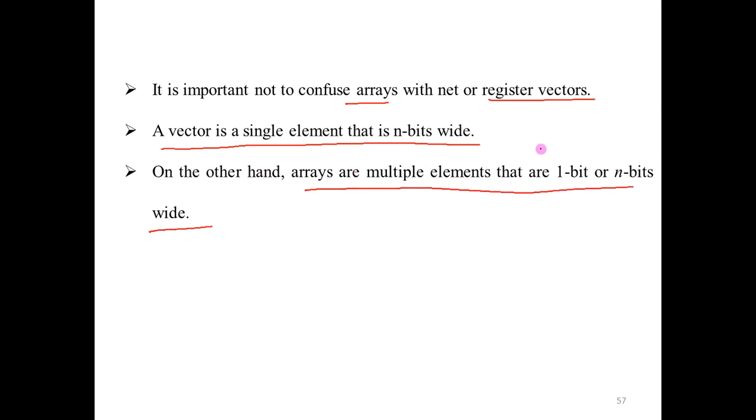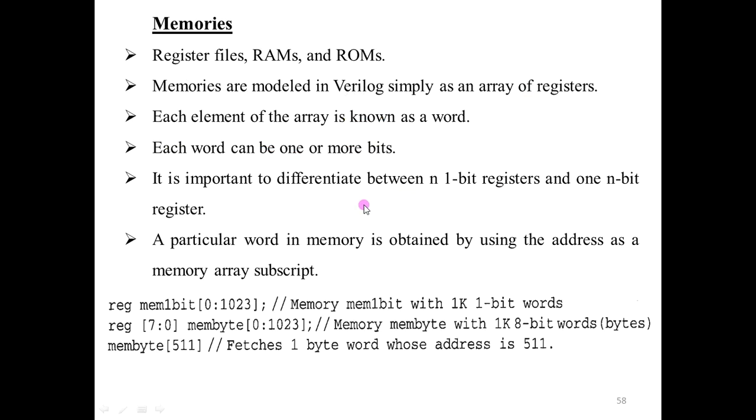Okay, if you read this, you will understand it perfectly. A vector is always a single element n bits wide, whereas an array has multiple members, multiple elements. Each element will be either 1 bit or n bits wide. How you declare it is according to your wish.